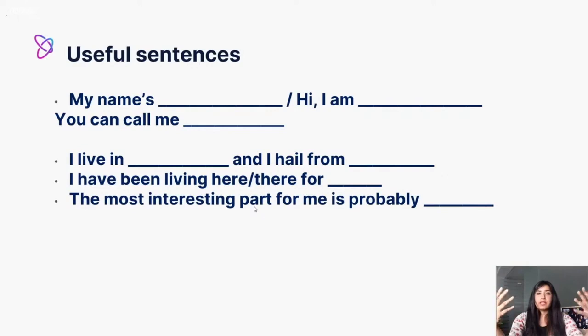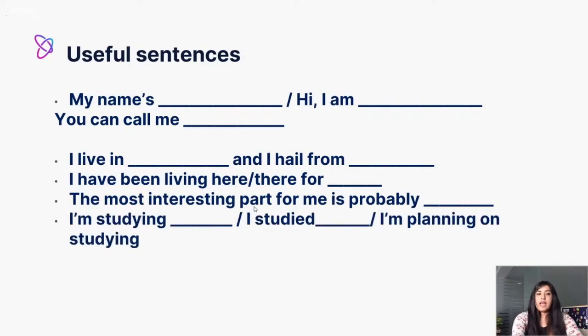So another thing that they might ask you is, what can you do there? What are some tourist attractions, or what do you like about your city? Here's a sentence that might help you. The most interesting part for me is probably, okay. And if you are studying, you can say something like, I am studying.